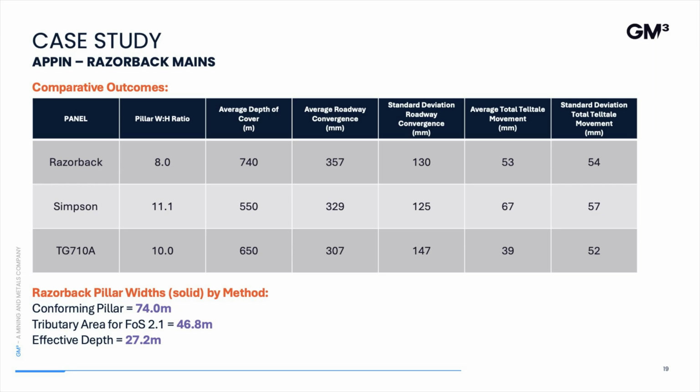So just in terms of outcomes, or comparatively, Razorback I've put on the top there, so that's the latest panel. And then the most recent mains drivages we did before that were Simpson and Tailgate 710A. You can see the width to height ratios there, so we've gone from 10 and 11.1 down to 8. We're much deeper. And then I've got some outcomes, because it's quite hard to measure these things. People have this idea in their mind that if you go to these smaller sized pillars, you're going to get significant deformation of your roadways and all kinds of problems and increased strata problems.